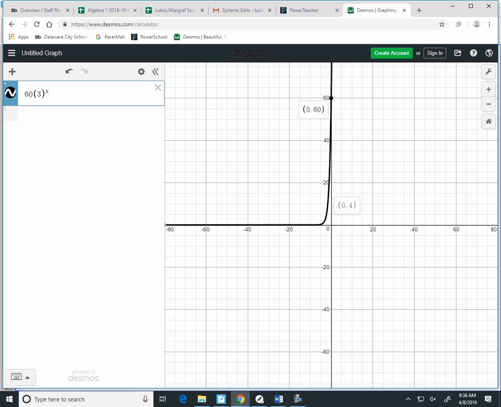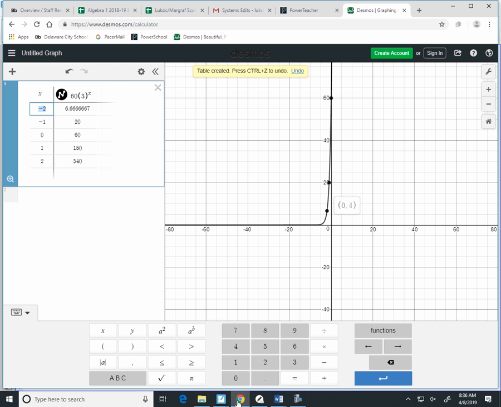You could also go ahead and pull up that table. Start with 60. 60 times 3 is 180. I'm feeling good about that. And just make sure your table matches the equation that you meant to write.